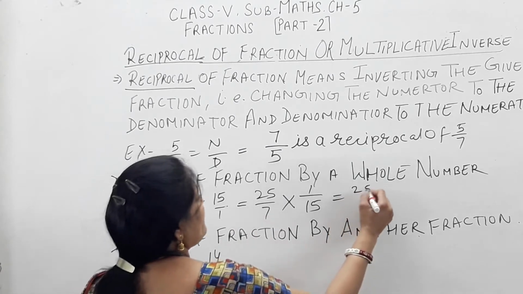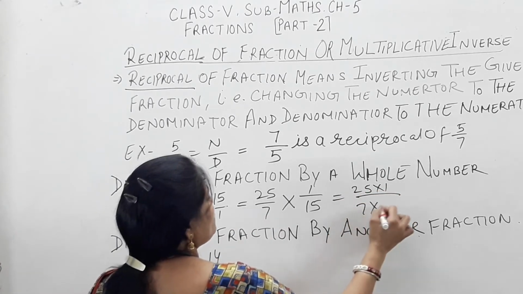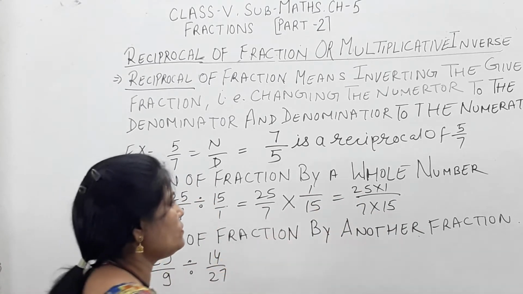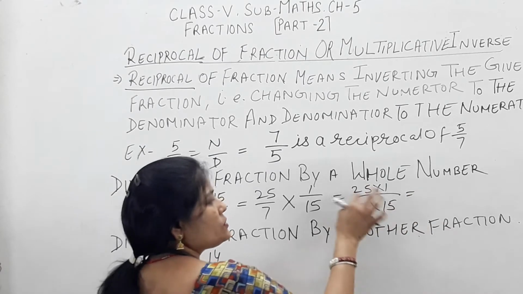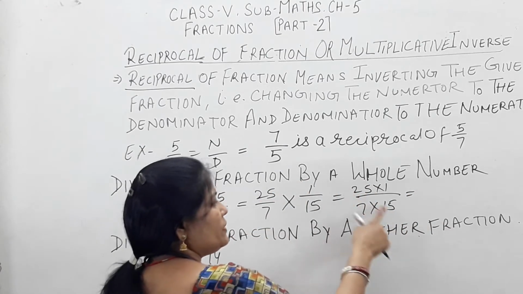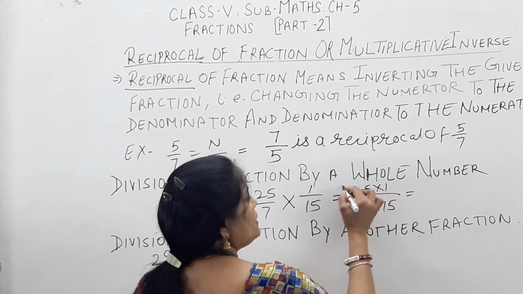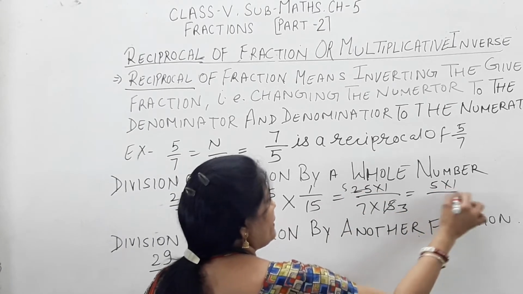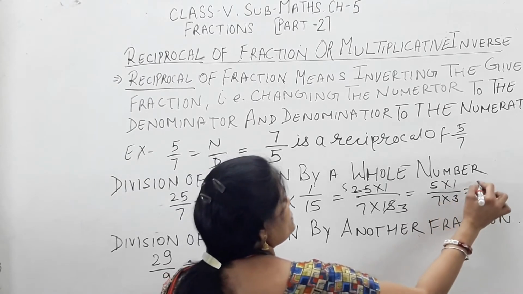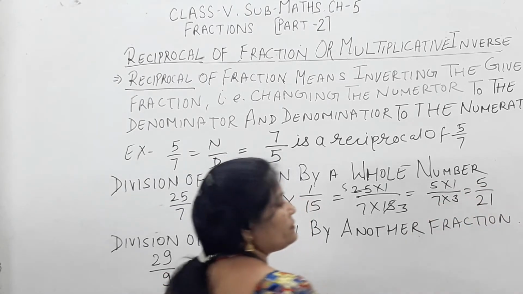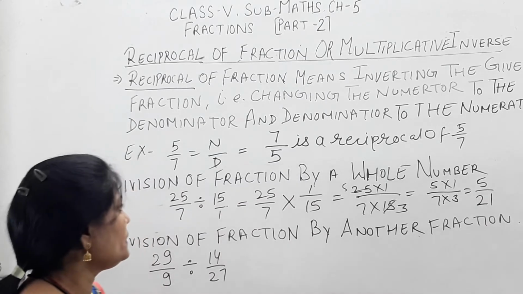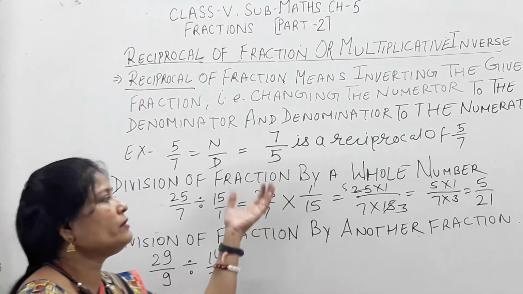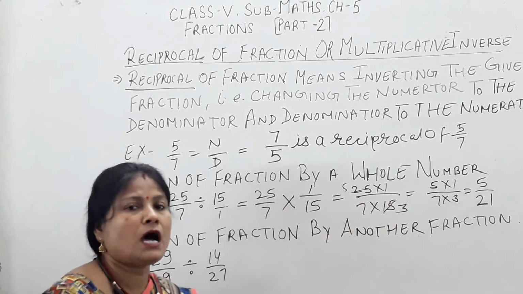So 25 multiply 1, divided by 7 into 15. Yes children, we have written the same in the multiplication also. Now see children, there is a common factor, so we have to cut 25 and 15 by 5. 5 fives are 25, 5 threes are 15. So 5 ones are 5 and 7 threes are 21. So my answer is 5 upon 21. Understood? So same children, if we know how to multiply, then in division also we can convert into multiplication and find out the answer.